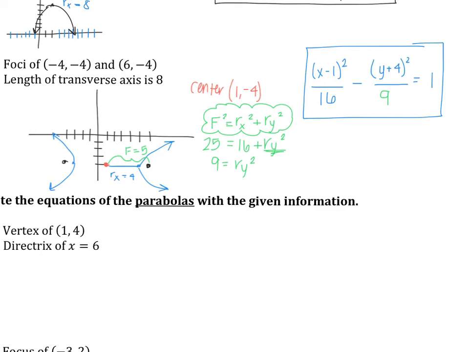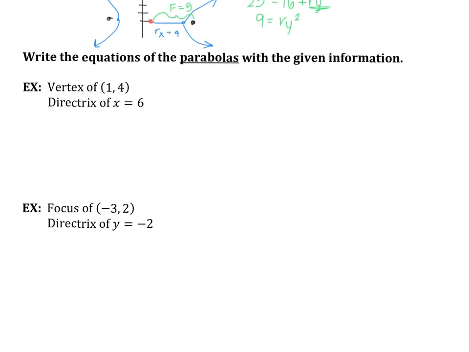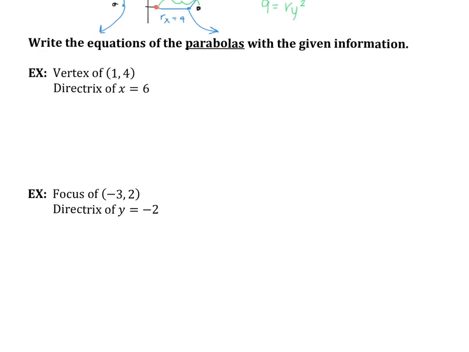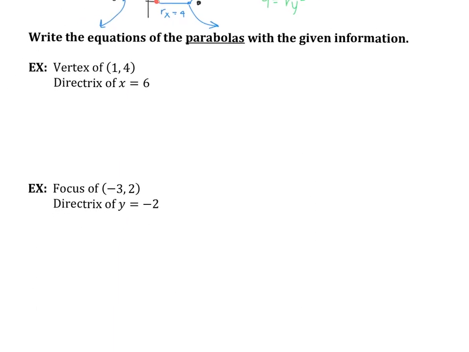Okay, last one is now a parabola. Then we'll be almost done. So the equation of the parabolas with the given equation, know that parabolas just have one squared term, and this has that 4p action that we're working with. So let's write what we know. The vertex is 1, 4. Directrix is x equals 6.